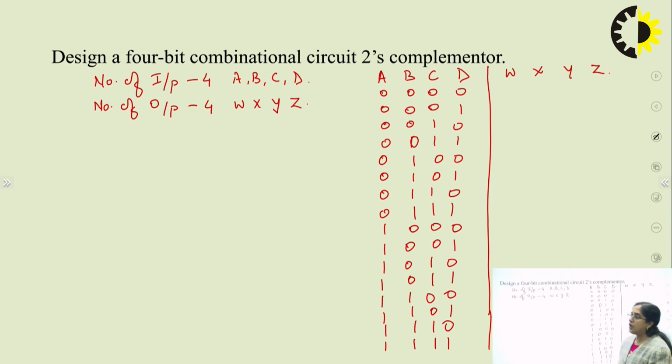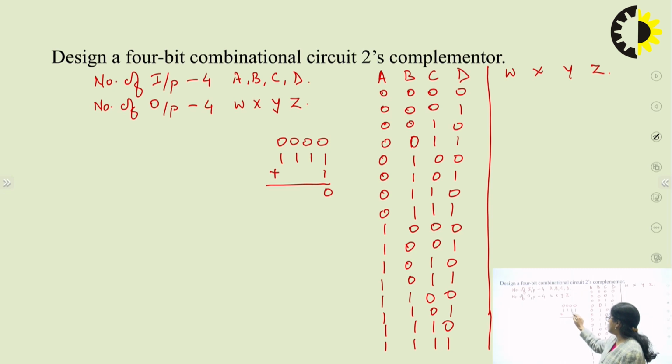Now, as we all know, whenever we have to find the 2's complement of a number, we first complement that number and then add 1 to it. For example, for 0000, to find its 2's complement, we complement it. This is the complemented version, and then we add 1 to it. When you add 1, it becomes 0000, so it is the same. We discard the carry.